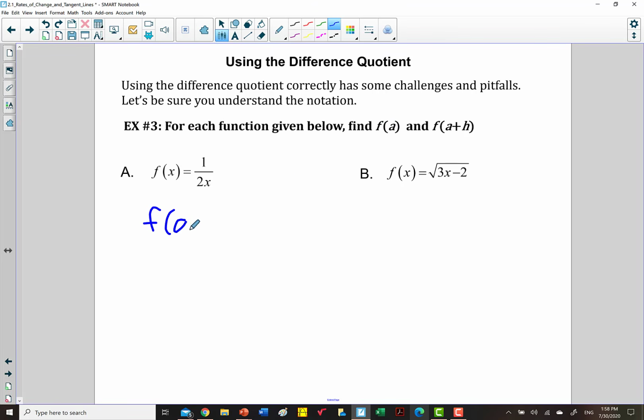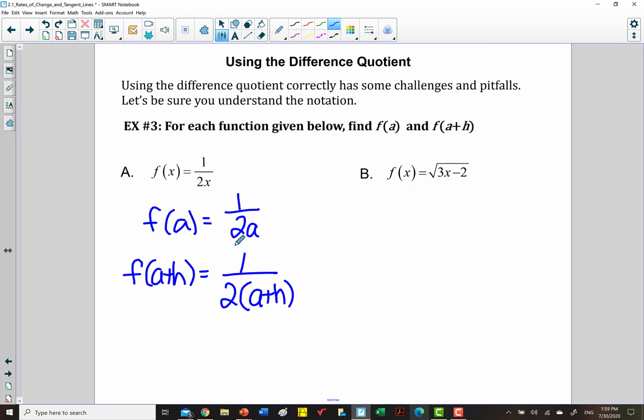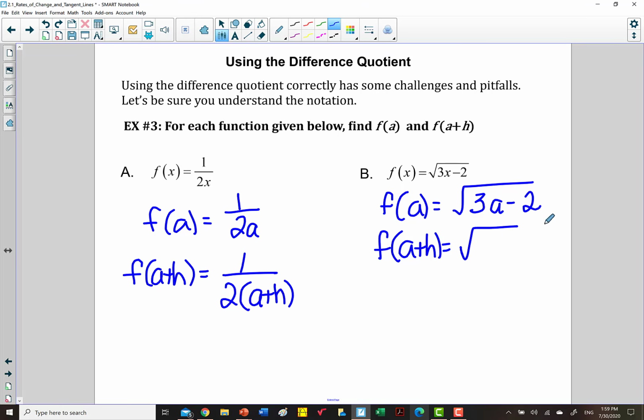So the f of a is 1 divided by 2a, and the f of a plus h is 1 divided by 2 times the quantity a plus h, and that's sufficient. So you do this one. The f of a is 3a minus 2, and the f of a plus h is 3 times the quantity a plus h minus 2.